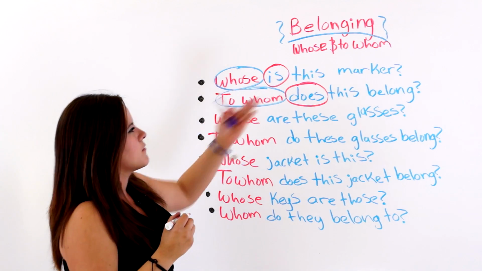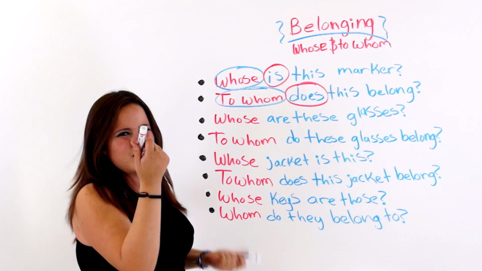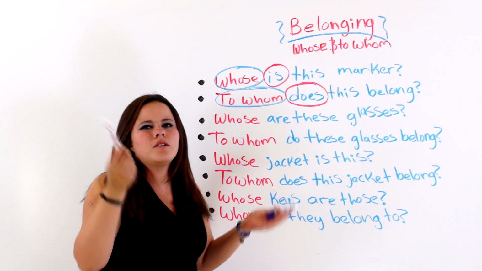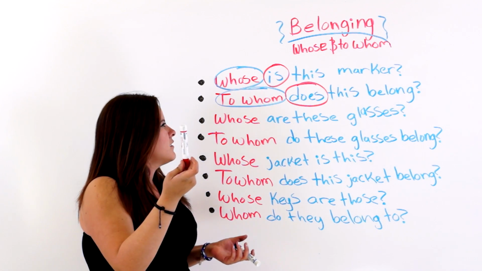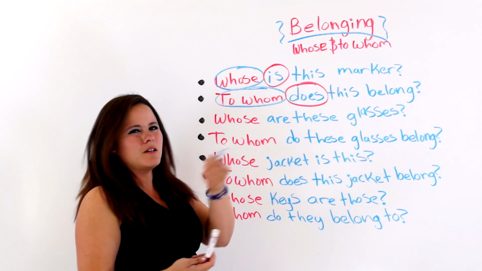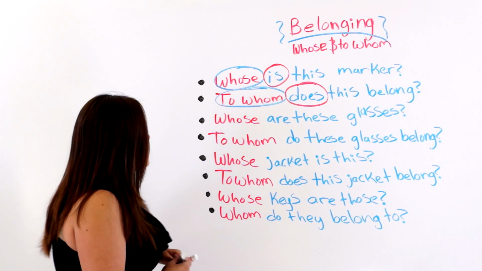Whose is this marker? Or whose is this? Okay, just like that. You know it's a marker, right? So you don't have to say marker. Whose is this? Is this yours? To whom does it belong? Do you know? Okay, next one.